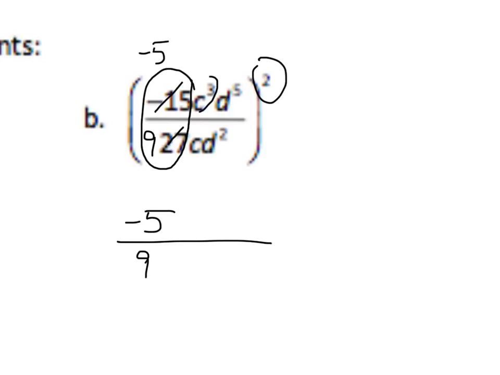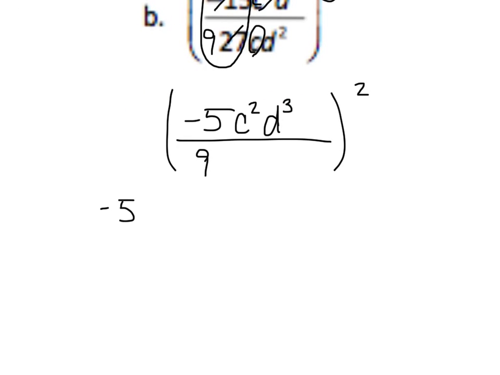And then I have c to the third and c down here. So that means I'm going to have 2 left on top because one of them will cancel. And then d to the fifth and d to the second. So if I have 5 d's on top and 2 on the bottom, 2 of them will simplify and I'll have 3 left on the top. Okay, and now I'm going to apply that squared.